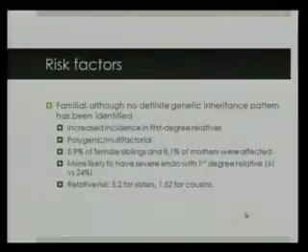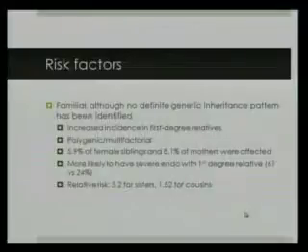Also, we know that it's familial just based on our experience in clinic. Although there's been no definite genetic inheritance patterns that have been identified, they have been looking at different genes that might be related to endometriosis in families. And we know that there's an increased incidence in first-degree relatives and it's thought to be polygenic or multifactorial.